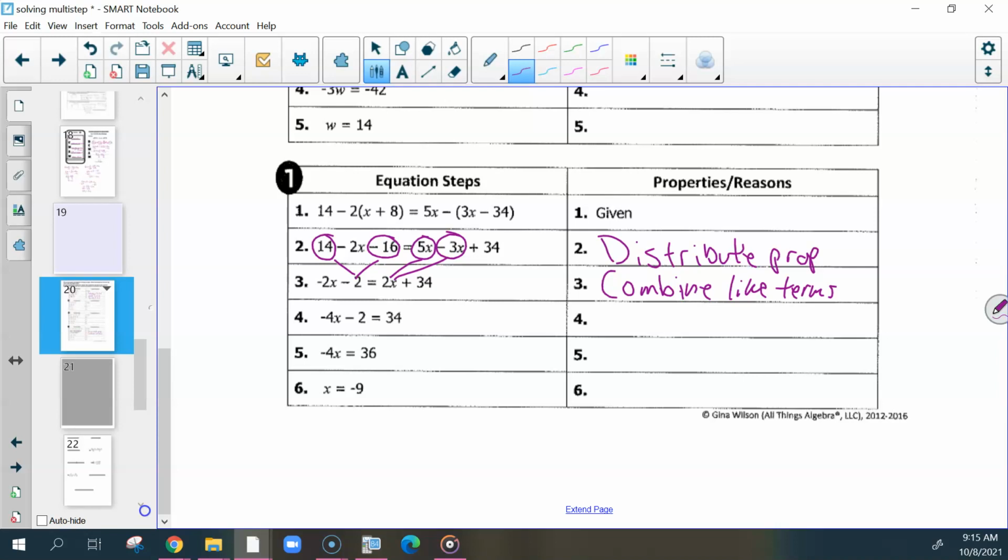Then from step 3 to step 4, what did they subtract? So they subtracted this 2x to the other side. From step 4 to step 5, added 2 to both sides. And then step 5 to step 6, divided on both sides.